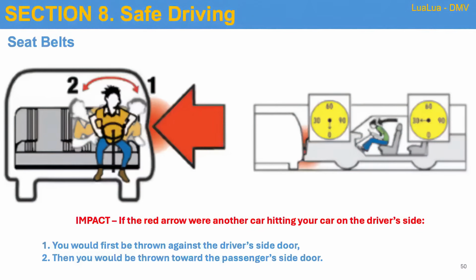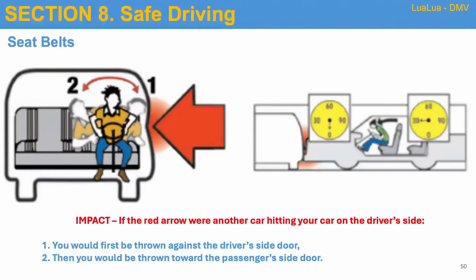Seat belts. You and your passengers must wear seat belts. You can get a ticket if you do not. If your passenger is under 16 years old, you can also get a ticket if they are not wearing their seat belt. Wearing the lap belt and shoulder harness of a seat belt will increase your chance of survival in most types of collisions. This image shows what can happen in a collision.